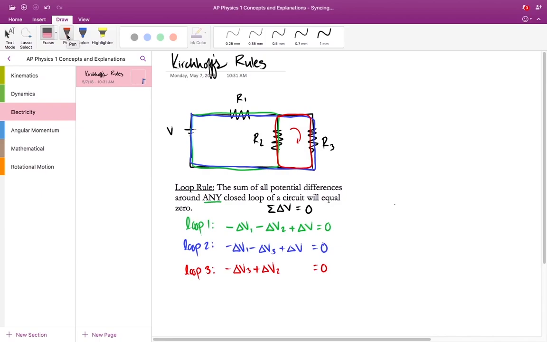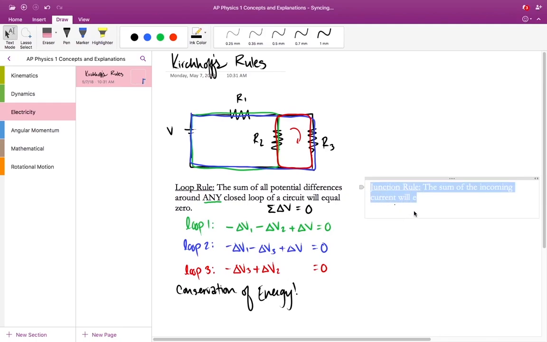And Kirchhoff's loop rule is also a statement of conservation of energy. It says that we give the circuit that much energy to start, and so it can only lose, and in fact it has to lose that much energy by the time it gets around a closed loop. Okay, so conservation of energy. Alright, now let's talk about the other rule that Kirchhoff has for us.